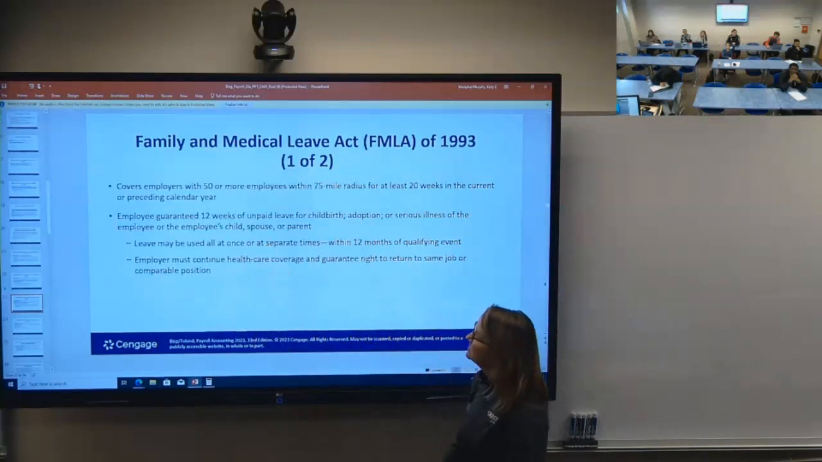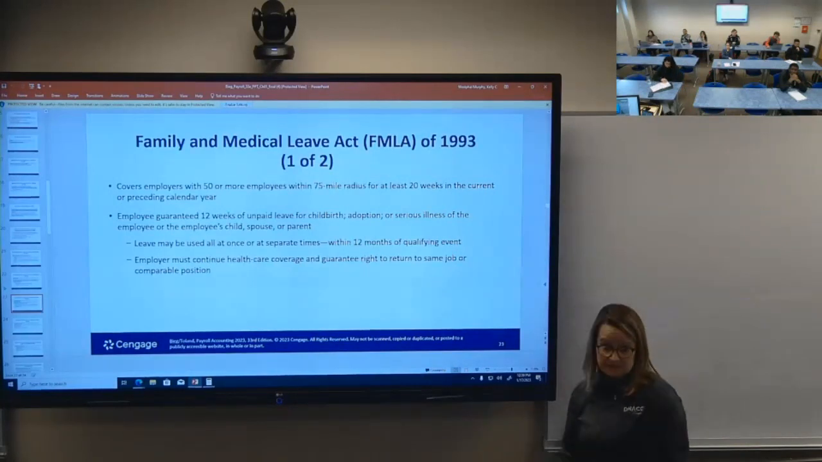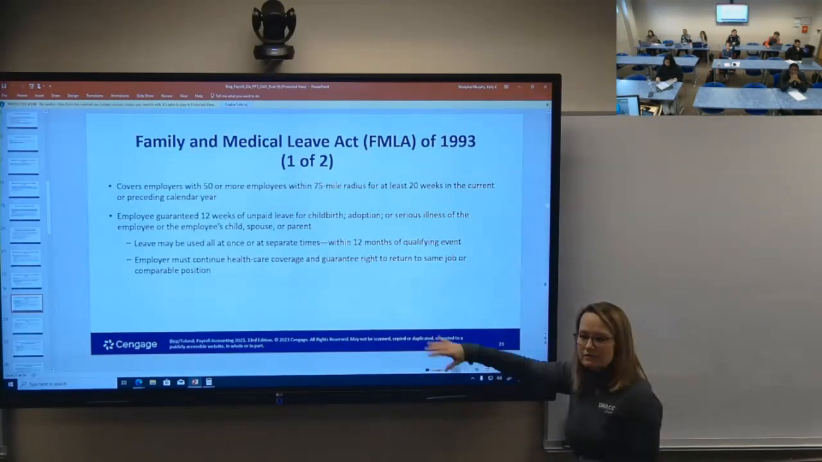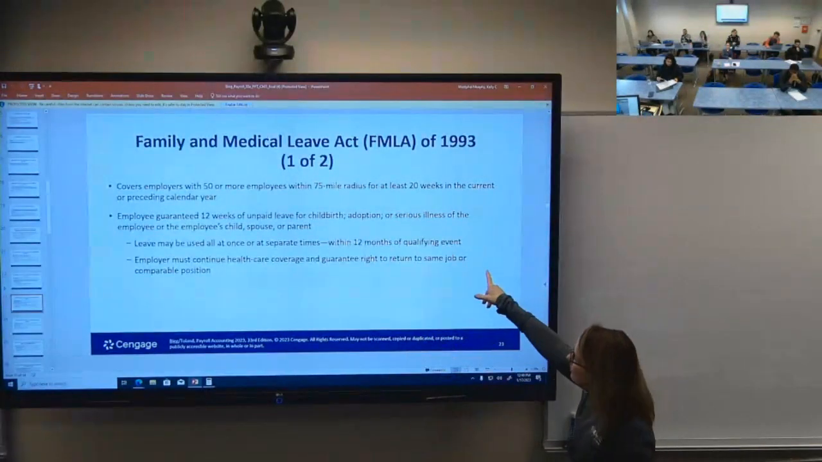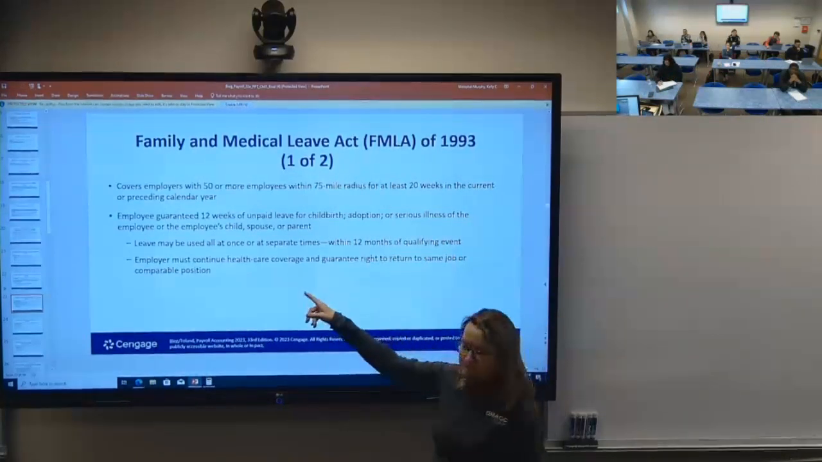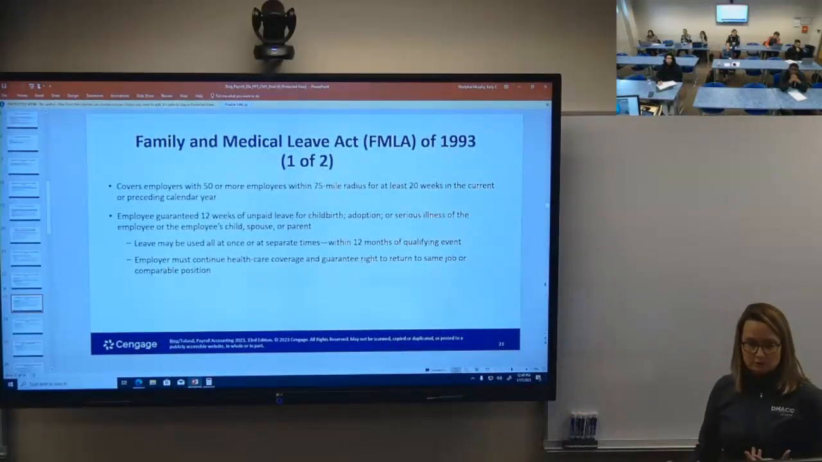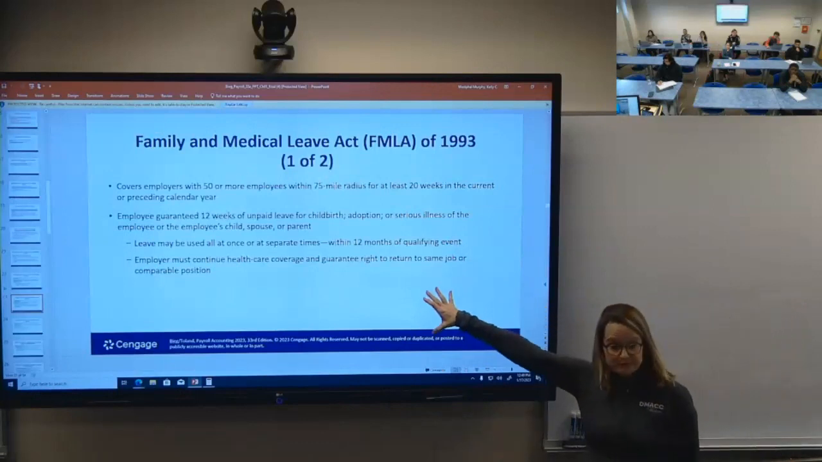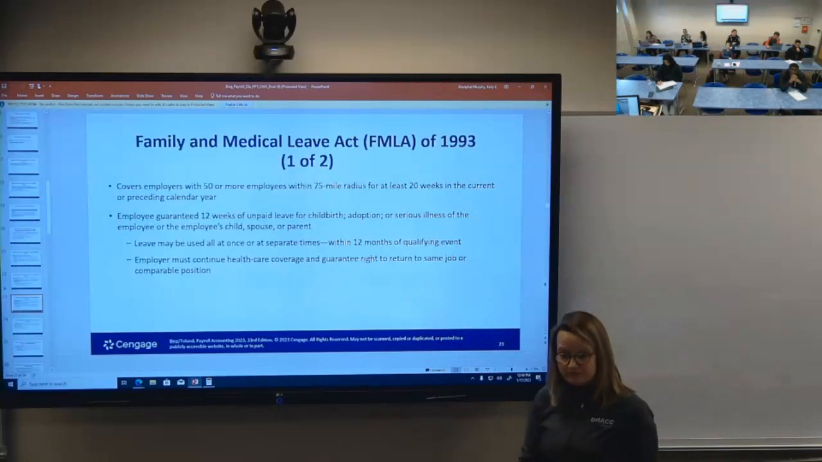What it does is the employee is guaranteed 12 weeks of unpaid leave. You don't get paid. Now, maybe the employer has a provision for paid leave. That's possible, but the federal government only protects unpaid leave. So you don't get paid while you're gone for childbirth, adoption, serious illness of the employee or the employee's child, spouse, or parent. So if your parent gets ill and needs your assistance, you're guaranteed up to 12 weeks of leave, and you can come back to your previous job or to an equivalent job at equivalent rate of pay.